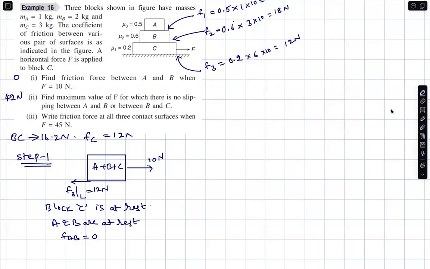Right. We'll move on to step 2. I think it's a simple one. Find the maximum value of F for which there is no slipping between A and B or between B and C.